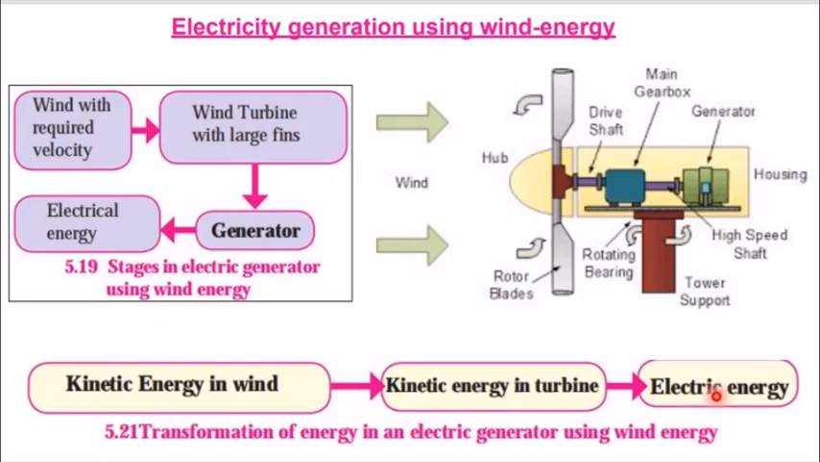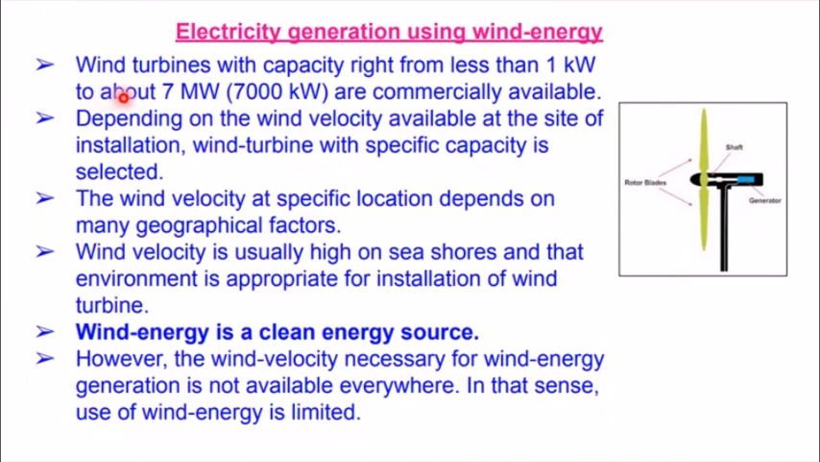Now this is also the cleanest form of energy, as no type of pollution is created in this. Wind turbines which are there have a capacity of about 1 kilovolt to 7 megavolt. These are available, and we can get 1 kilovolt to 7 megavolt of energy.